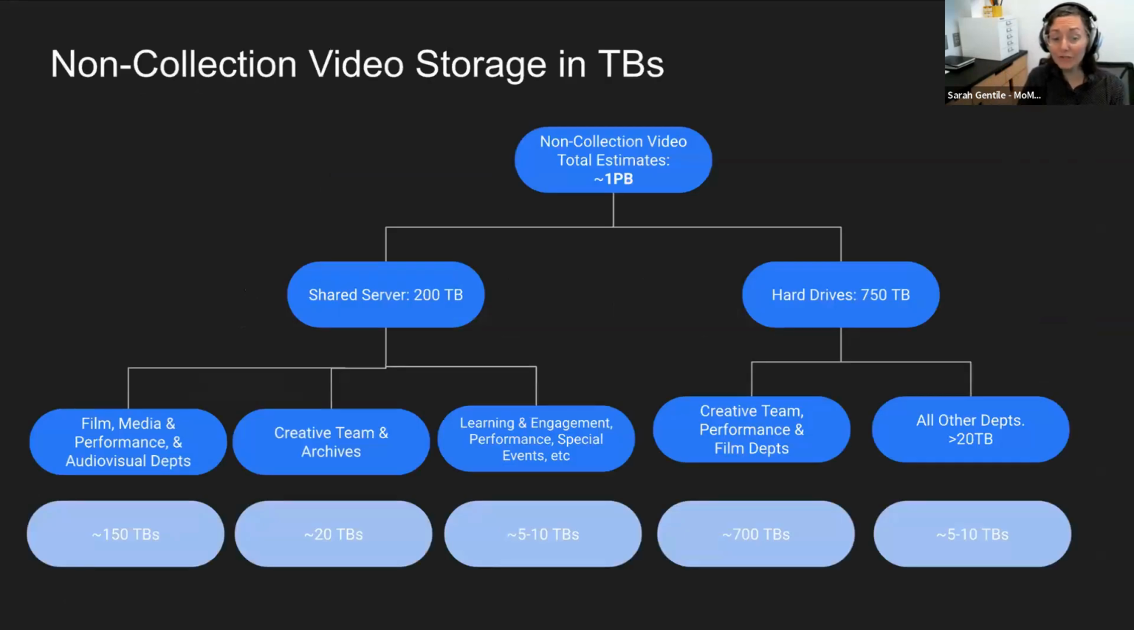A 2022 survey of institutional video held throughout MoMA revealed that nearly a petabyte of institutional video was without a preservation and access plan. Most material was on external hard drives or shared servers.